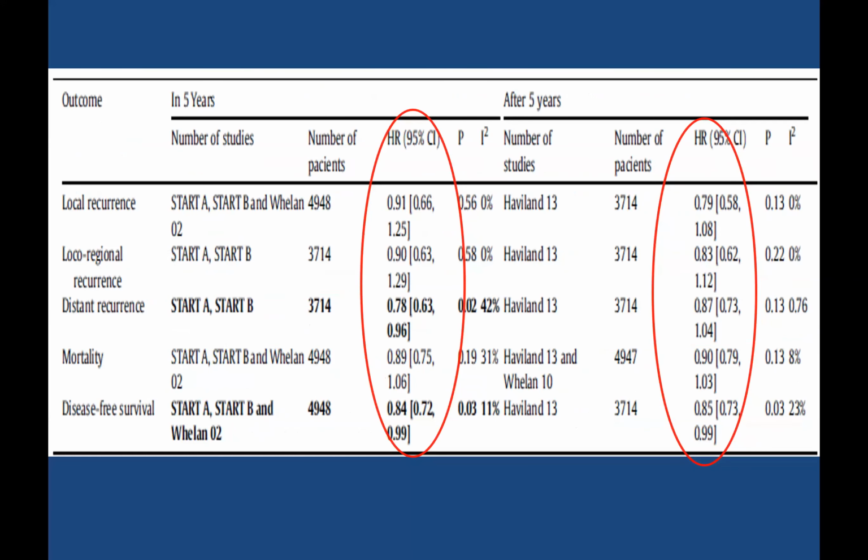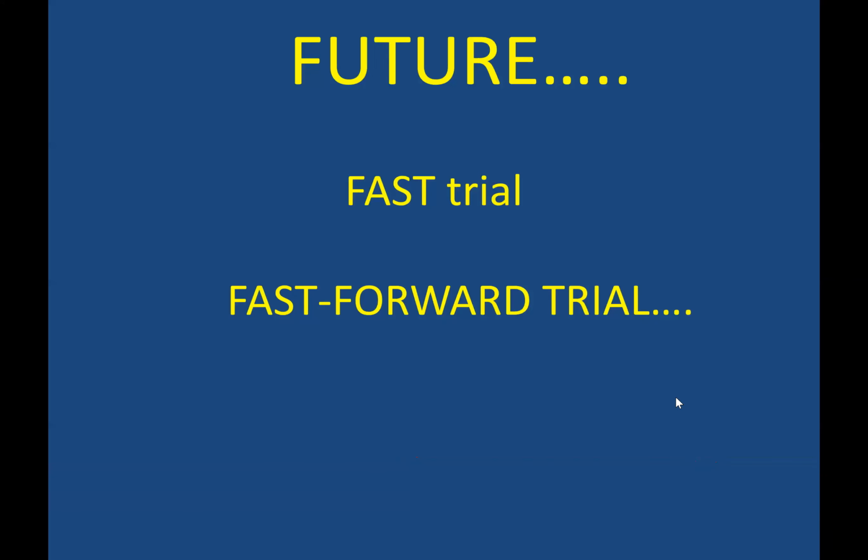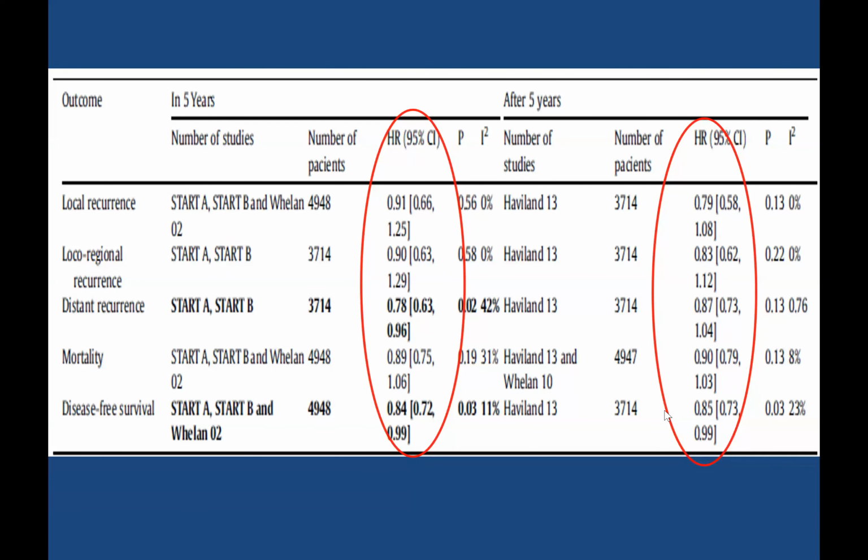So there is equivalence to the conventional fractionation in terms of the local regional control, as well as the toxicity pattern. So the current standard of care is 40 Gy in 15 fractions, where you give radiation for 15 days, that is 3 weeks of treatment with 2.67 Gy per fraction.